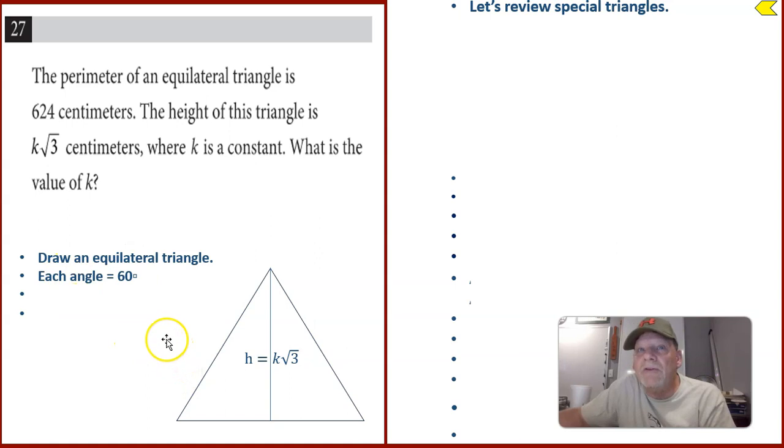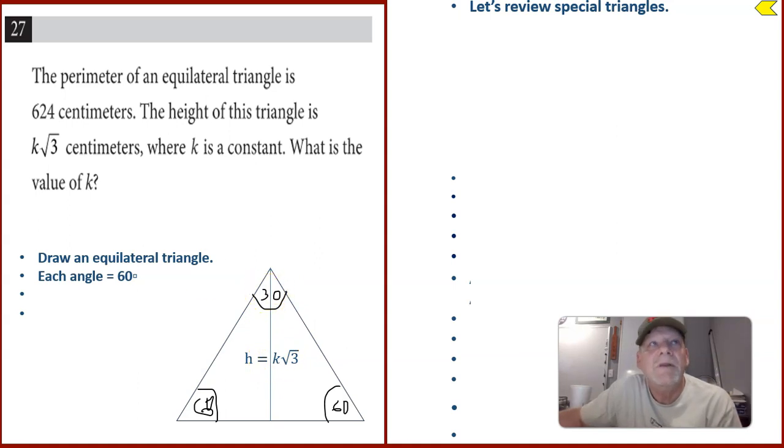We know that each angle is going to be 60 degrees. So down here, this is 60 degrees. The reason that I know that is because not only does an equilateral triangle have 3 equal sides, it also has 3 equal angles. And then 180 divided by 3 would be 60. Now, this is a 60-degree angle, the whole thing, which means that this one will be 30 and this one will be 30.